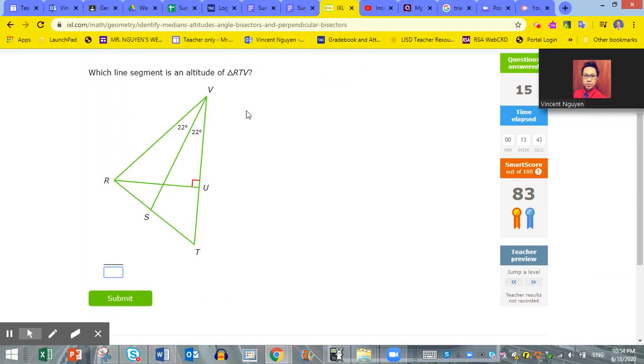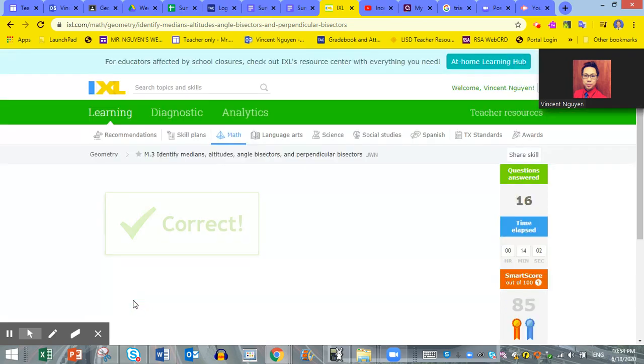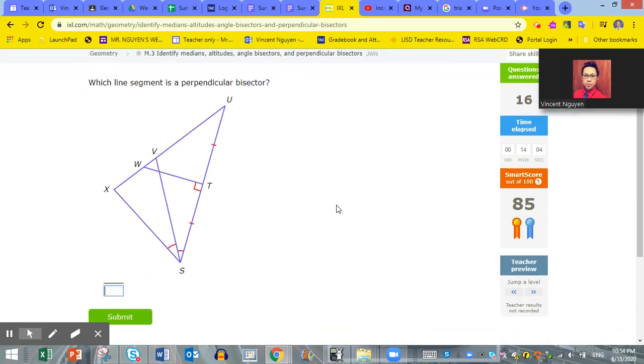Okay. Which segment is an altitude? Remember, altitude has a right angle. So right off the bat, I'm going to say RU, okay? Because SV is actually an angle bisector because these two angles are the same. So I'm going to go RU. You can put UR if you want to, okay? Submit. All right.